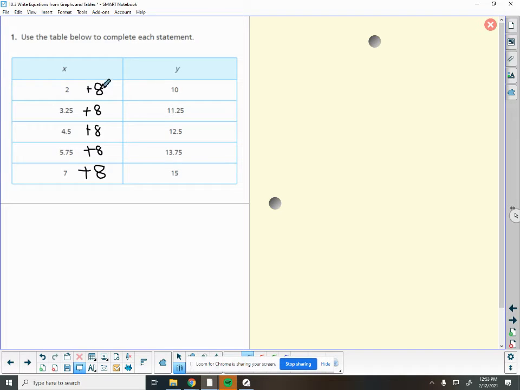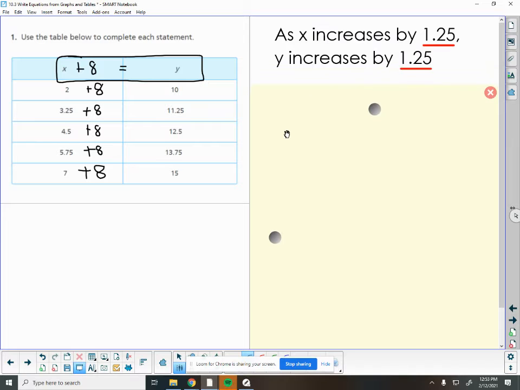So it looks like the pattern every time is that we're taking X, adding on 8, and it equals Y. We take this pattern and plug it into our variables here. We have X, add 8 more, that equals Y. I'm giving you some answers here. I forgot to cover those up.